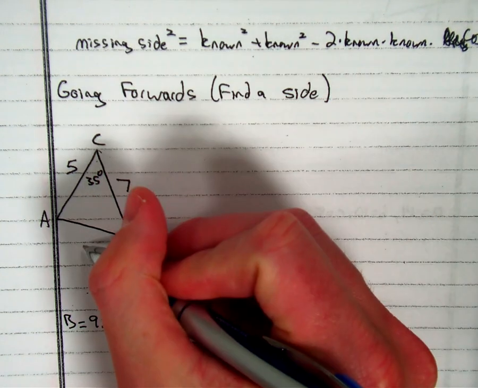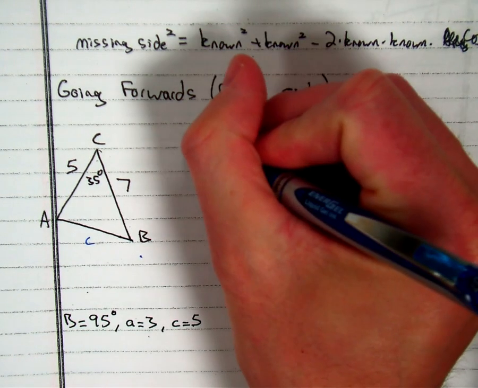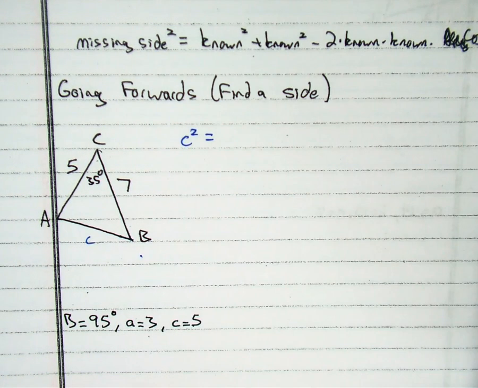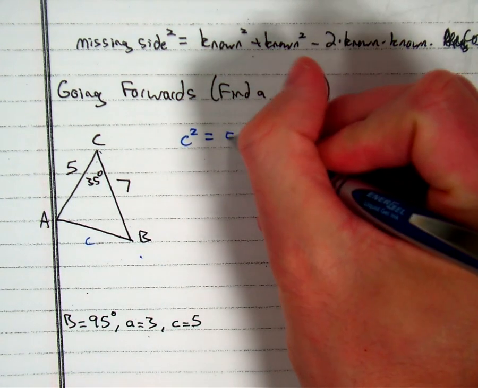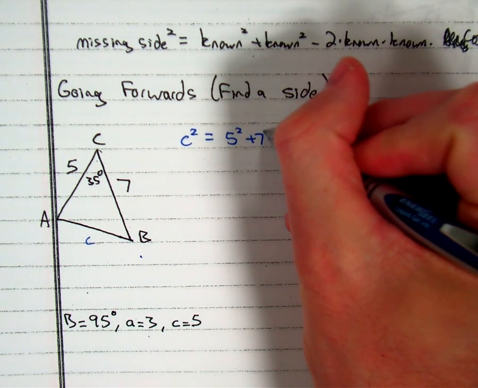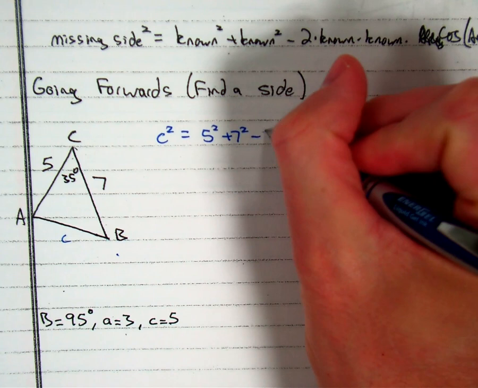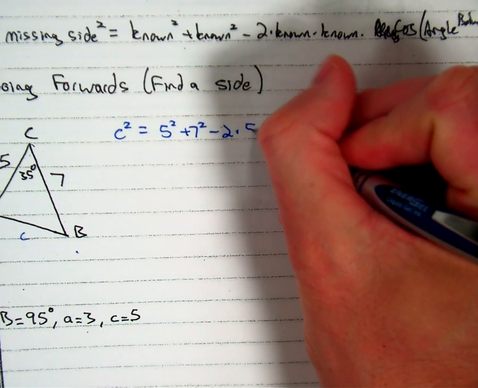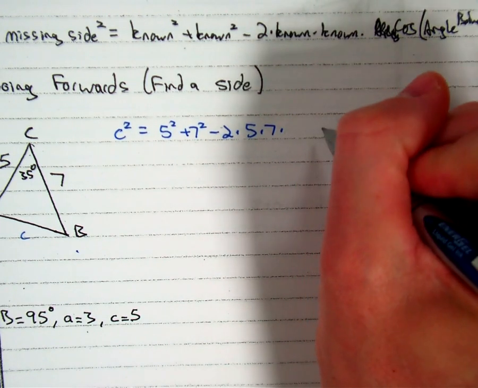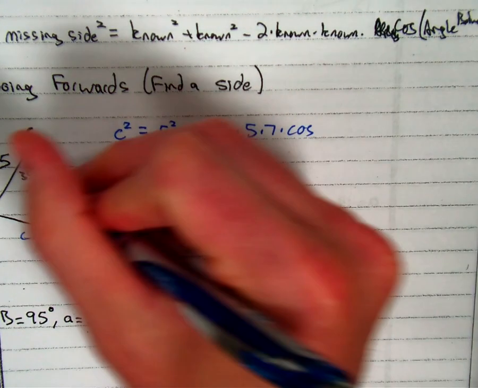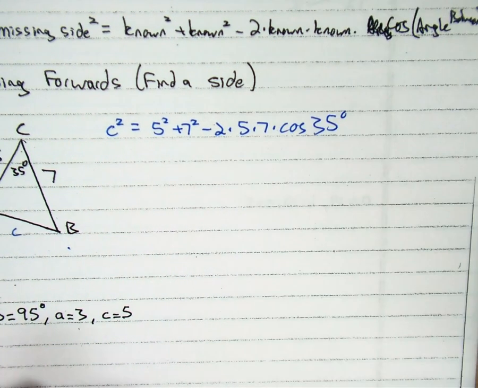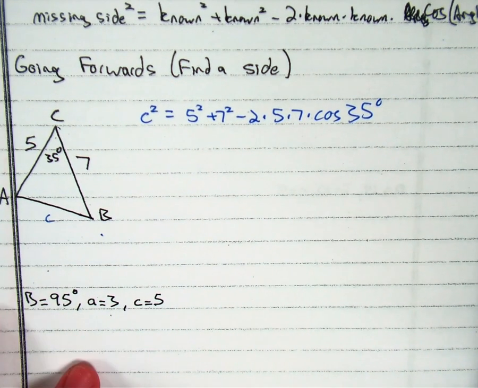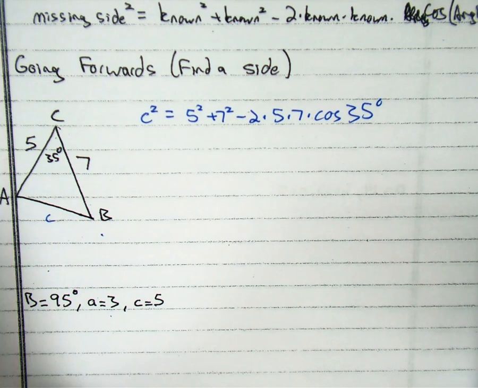So side c is what I'm looking for. So we got c squared equals the two sides that I do have, 5 squared plus 7 squared minus 2 times 5 times 7 times cosine of the angle we have in between, 35 degrees. Definitely have to have all that shown and written out for your test.